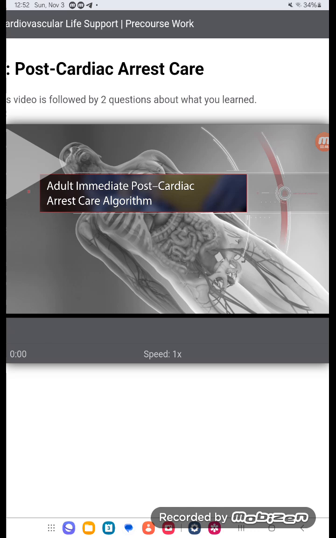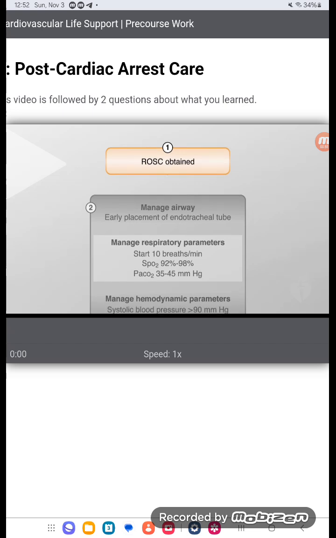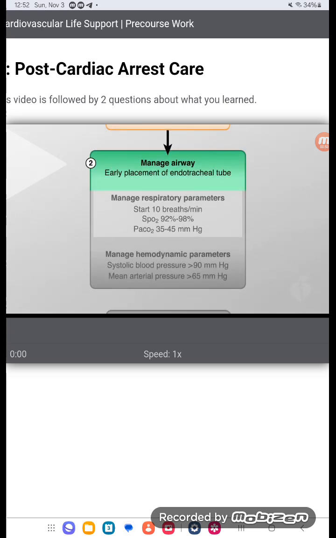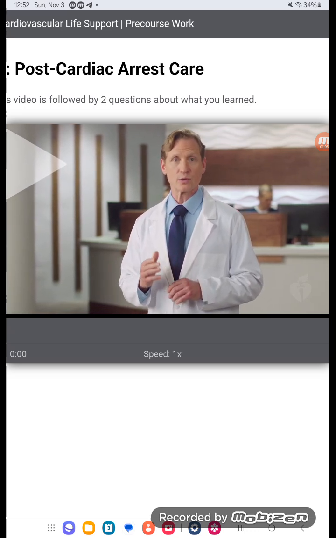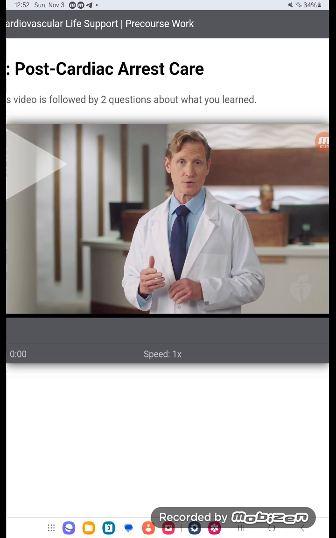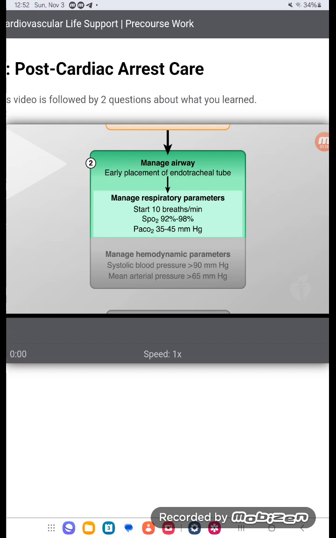The adult immediate post-cardiac arrest care algorithm begins with ROSC. The first action is to ensure an adequate airway and support breathing immediately after ROSC. Use the lowest inspired oxygen concentration that will maintain arterial oxyhemoglobin saturation between 92 and 98%. An unconscious or unresponsive patient will require an advanced airway for mechanical support of breathing if one is not already in place. Use continuous waveform capnography to confirm and monitor correct placement of the ET tube.